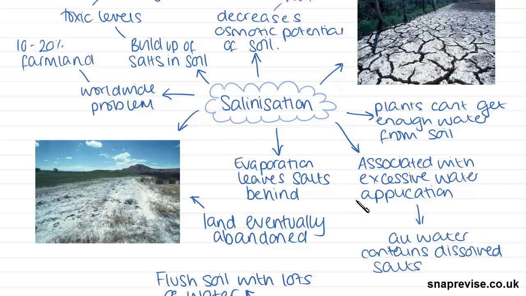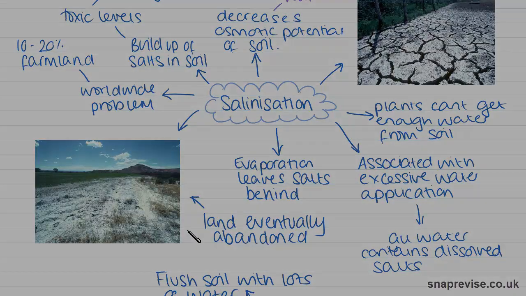So when this water then evaporates, it leaves the salts behind, and this causes the overall build-up of salts and causes the salinisation of soils, which we can see here in these pictures. There's this white crust that forms, and this is the salt that's been left behind when the water has evaporated from the soil. And when this happens to soil, the land will be abandoned because it can't grow any plants on it at all, and this is especially a problem when this happens to farmland.